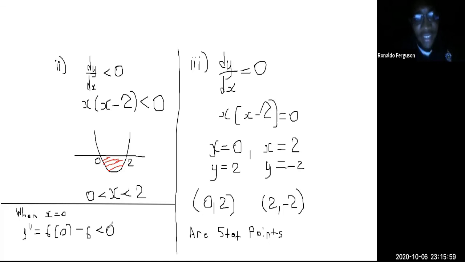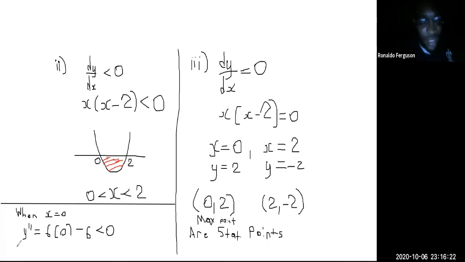When the second derivative is less than 0, what does that mean? When the second derivative is less than 0, that means the point is a maximum point. Very good. So (0, 2) is a maximum point. So I'm just going to write max point. So (0, 2) is a max point.